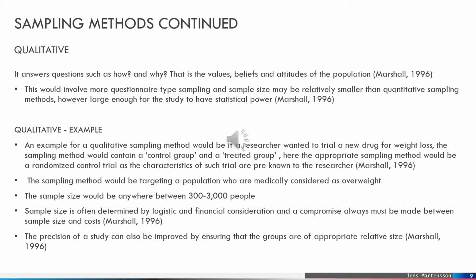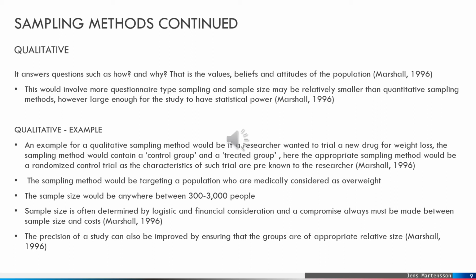Sampling methods continued. Continuing on qualitative sampling, it answers questions such as how and why, that is, the values, beliefs, and attitudes of the population. This would involve more questionnaire type sampling, and sample size may be relatively smaller than quantitative sampling methods. However, large enough for the study to have statistical power.